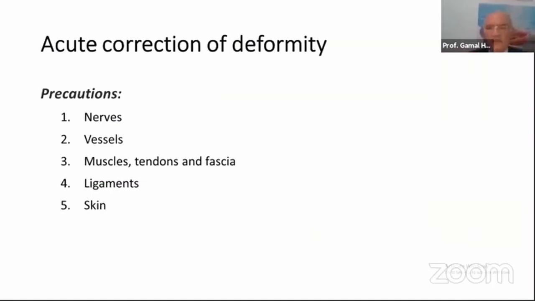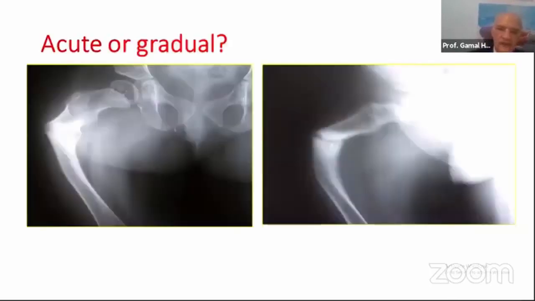During correction of the deformity, there are precautions. You have to take care of the nerves, the vessels, muscles, tendons, fascia, ligaments, and the skin. You have to respect the soft tissue. It's very important. Look at this patient. We have a severe deformity of the proximal femur. Perhaps you have 2 CORAs. You see.